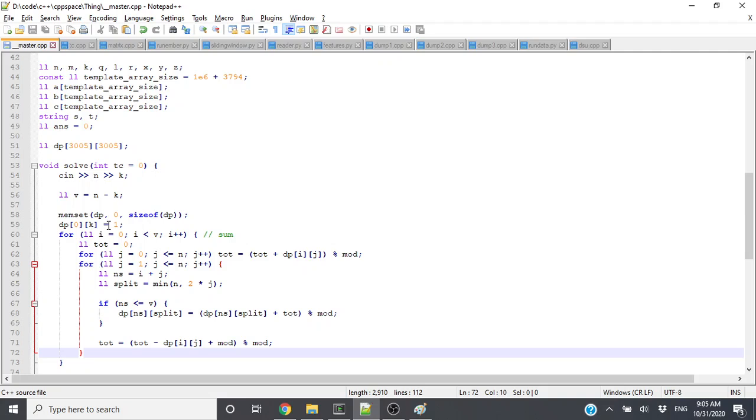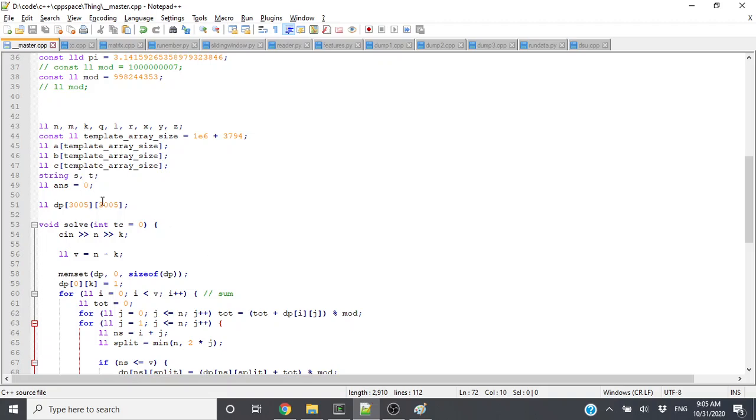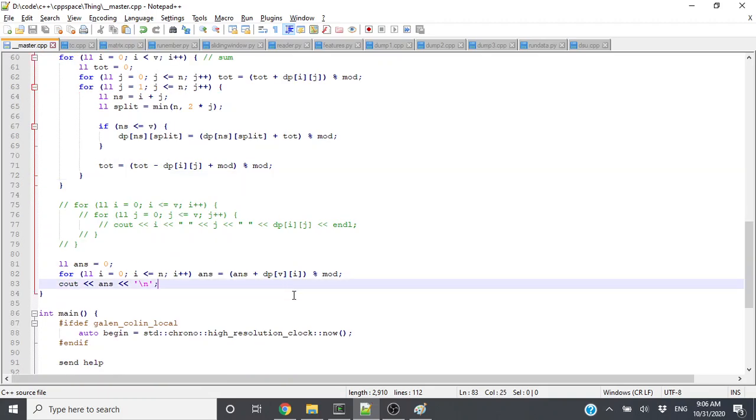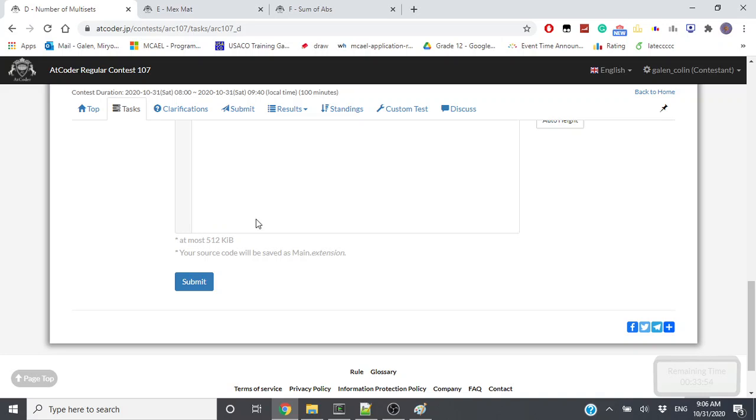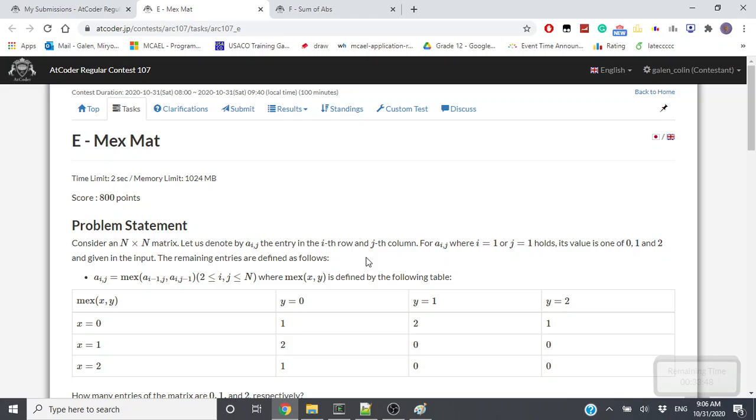So, v equals n minus k, memset dp, dp 0k, sum, do up to n now, same thing, doesn't really change anything, it's still 3005. We just make sure everything's within the range. Then we just do the exact same transitions. Nothing changes except everything is N instead of V because I'm an idiot. Yep, perfect. Let's try again. Okay, then we can read this problem.